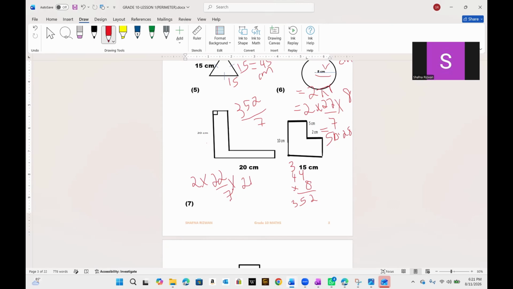Which one can I cancel? Bottom and top. 7 once divided by 7 once. 21 divided by 7 is how much? That is 3 times. Now say, 22 twos are 44. 44 threes are how much? 4 threes are 12, plus 1 is 13. So 132 centimeter is your answer.